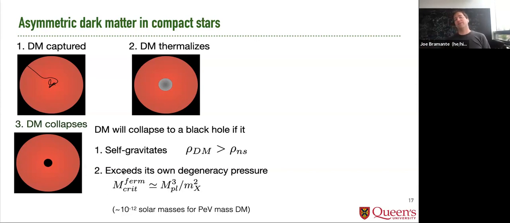So for instance, if I think about fermionic dark matter, Planck mass cubed over mass of the dark matter squared would be the rough estimate for the Chandrasekhar mass of that kind of dark matter model, or would tell me how much dark matter I need to collect in order to form a black hole despite fermion degeneracy pressure. So that turns out to be 10 to the minus 12 solar masses for PeV mass dark matter.